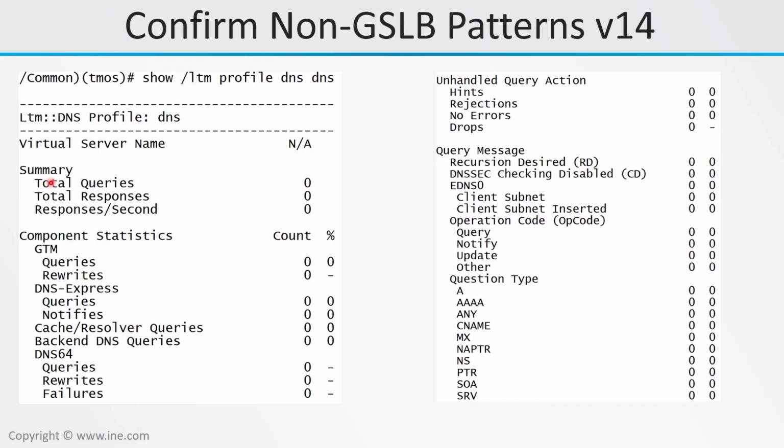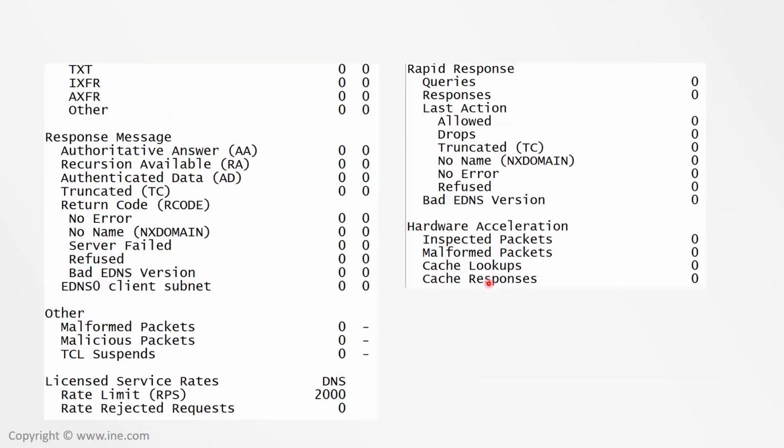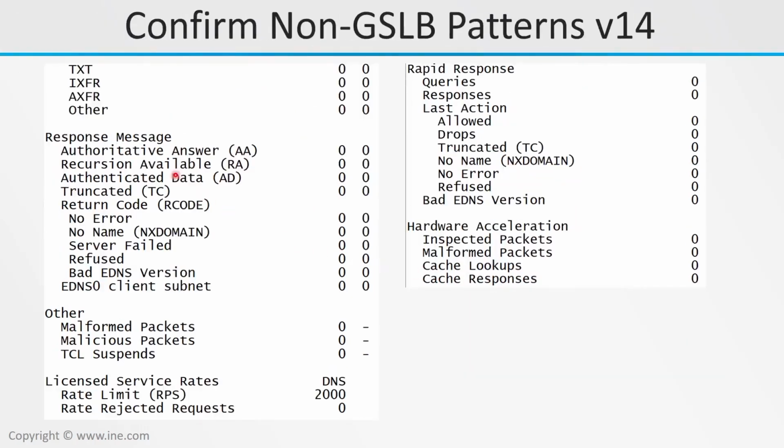We've got a summary, the component statistics, including GTM, DNS Express, cache resolver queries, backend DNS queries, DNS 64, unhandled query actions, query message, the question type, and this actually extends into response message, other packets, the license service rates based on that platform, and the rapid response mode if you choose to enable that, and the hardware acceleration.